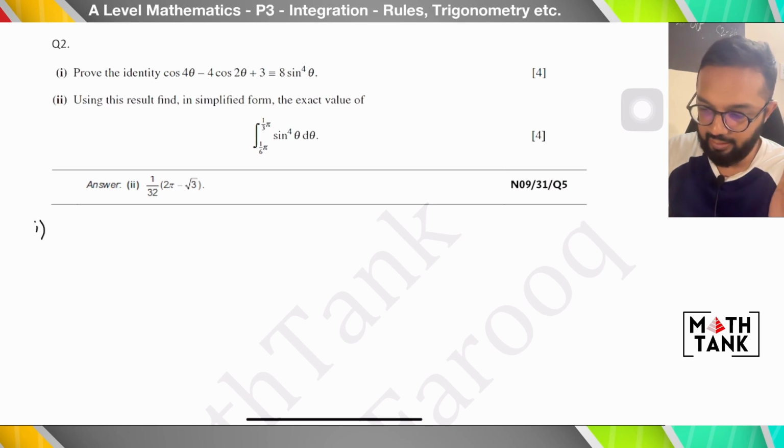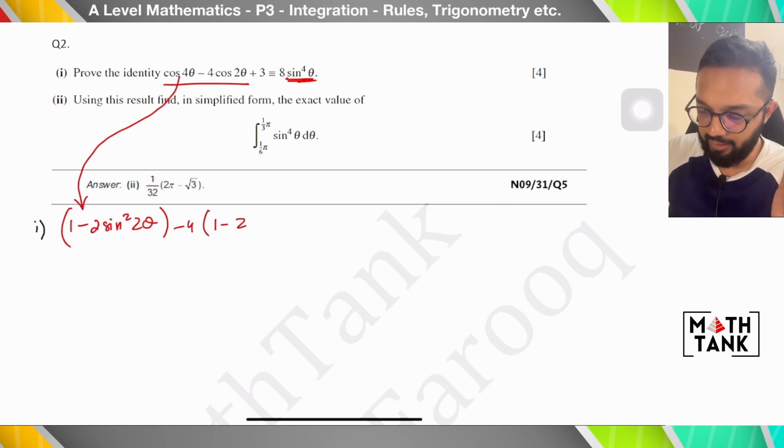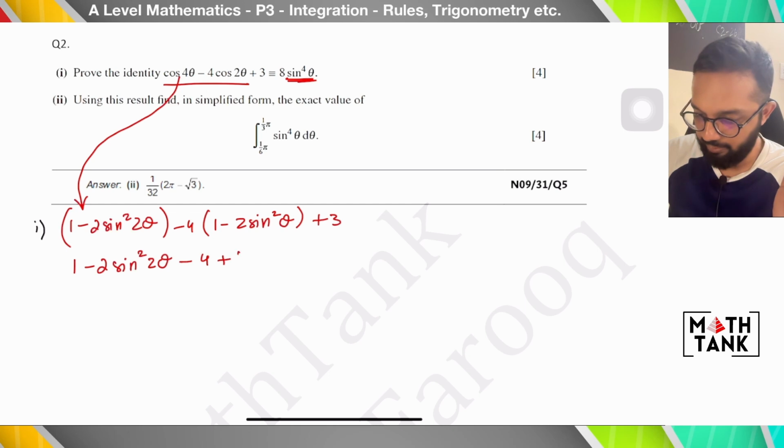Again, it says prove the identity. So I'm going to start proving the identity. I'm using the left hand side again because it's easier and I need everything in terms of sine. So I'm going to say that cos 4 theta becomes 1 minus 2 sine square 2 theta, and minus 4 times 1 minus 2 sine square theta, plus 3. Okay. Then if I open up the bracket, I have 1 minus 2 sine square 2 theta minus 4 plus 8 sine square theta plus 3.